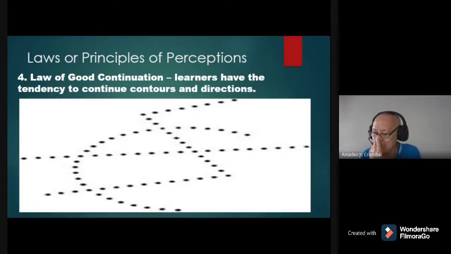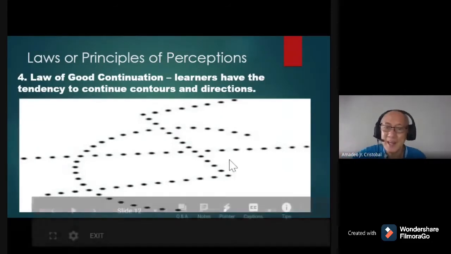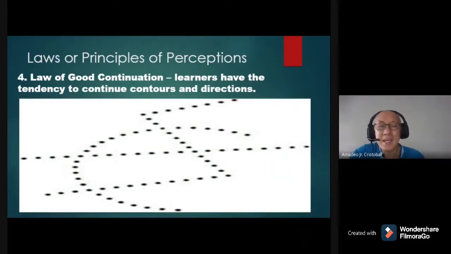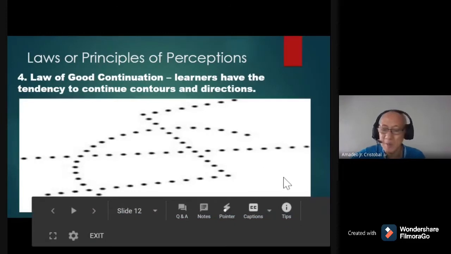Very good. So our students, according to the law of good continuation, even though you discuss a lesson today, they will continue to remember it. They will continue to analyze it. They will continue to apply it in the future when there is a particular need that will be satisfied by the lesson that you have taught them.